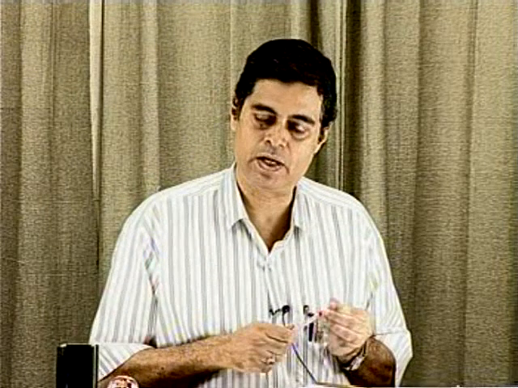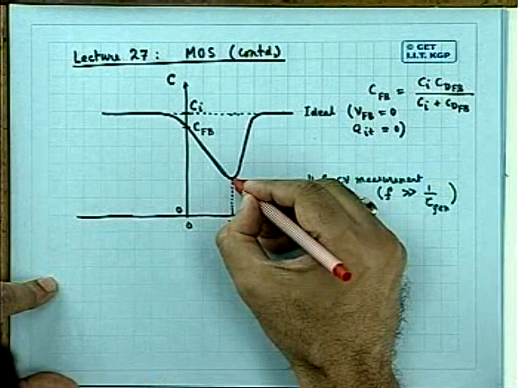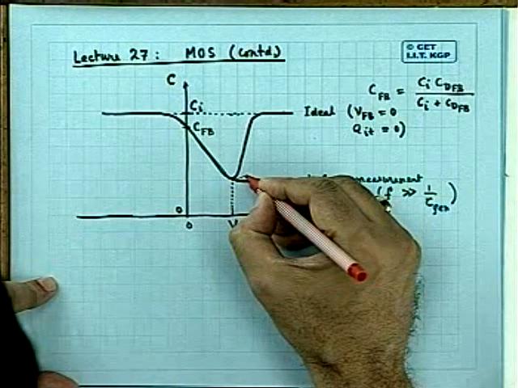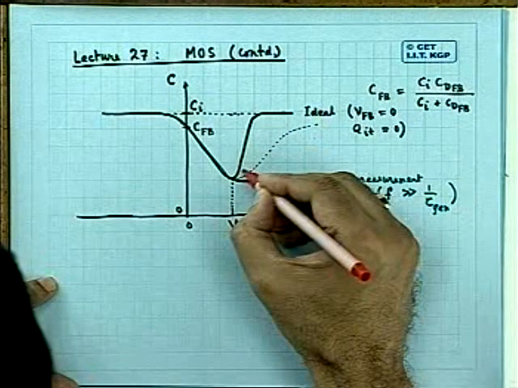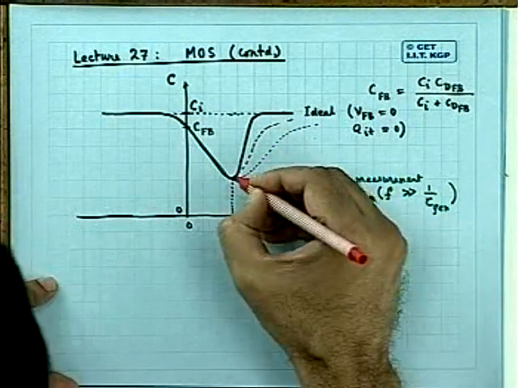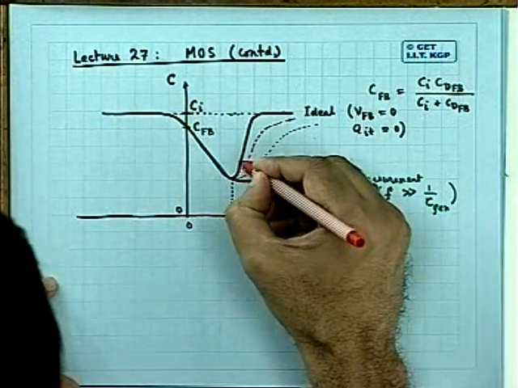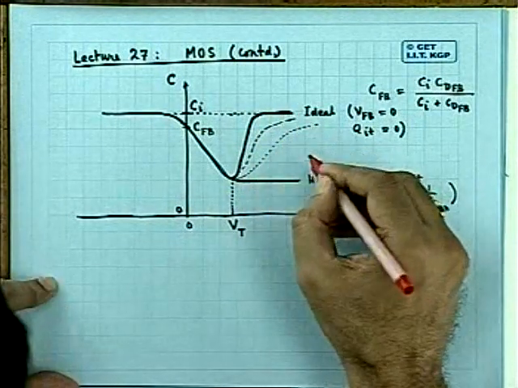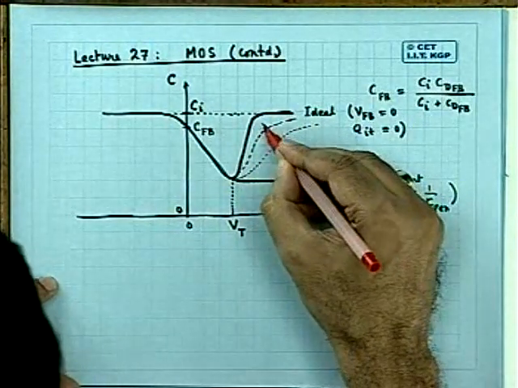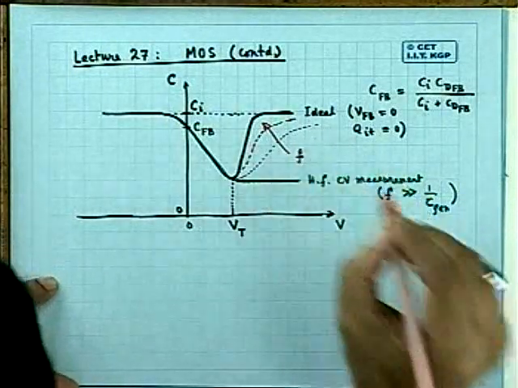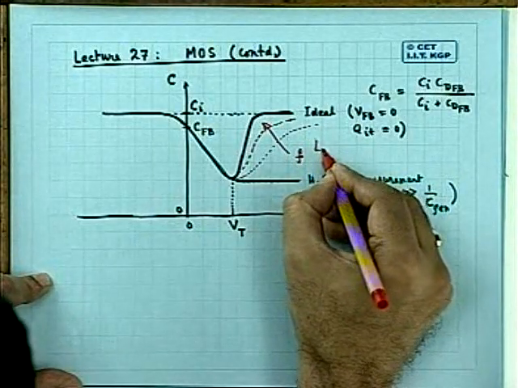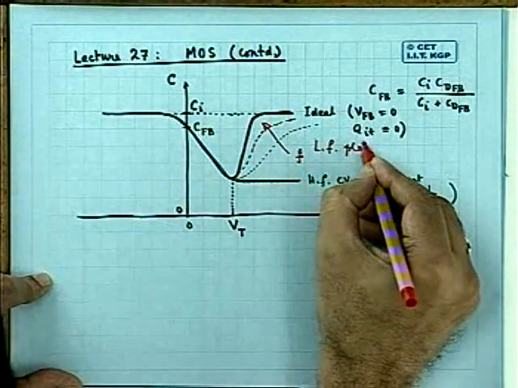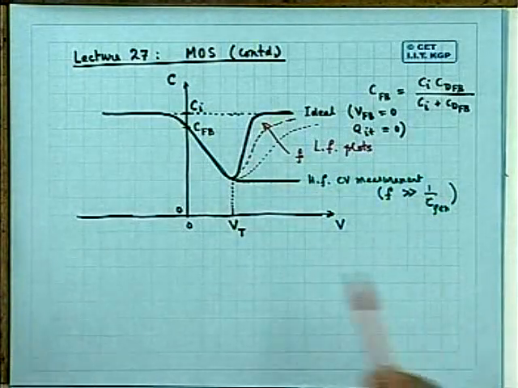On the other hand, if you take the measurements at lower and lower frequencies, it is found the curve more or less remains the same, but there is a tendency like this. And ultimately, the curve gets coincident with this curve. This is for different values of f, decreasing f. These are called low frequency plots.